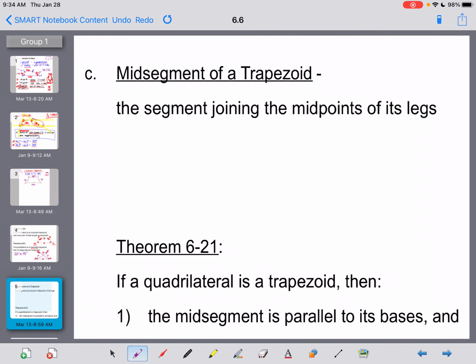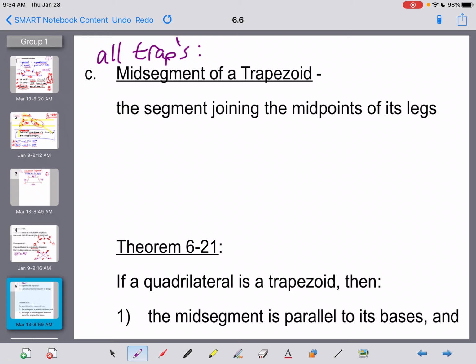And now for part C, we're going back. Okay, so this again really is true for all trapezoids. Midsegment of a trapezoid. Here we go. It's the segment joining the midpoints of the two legs.